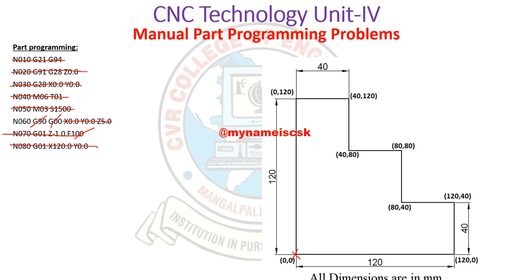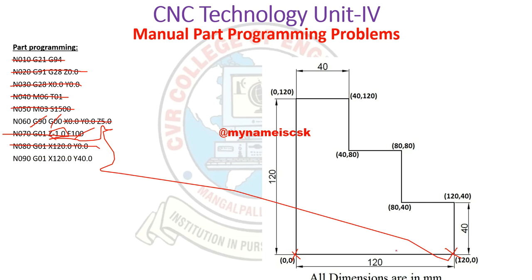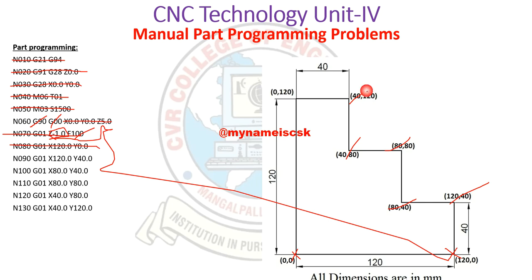Next it will go to the next coordinate. From this coordinate it will go to 120, 0 with a Z of minus 1. Next it will go to 120, 40; next to 80, 40; next to 80, 80; next to 40, 80; and next to 40, 120. Next it will go to 0, 120, and next it will come back to 0, 0.